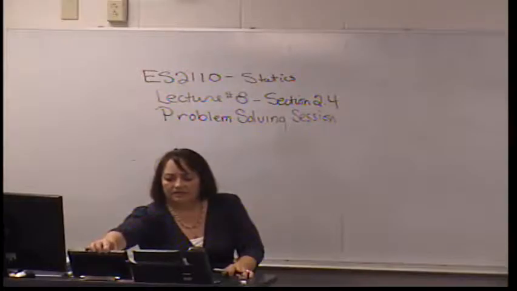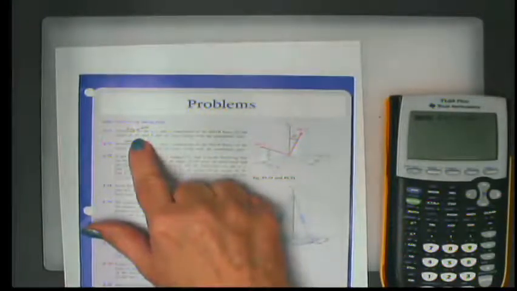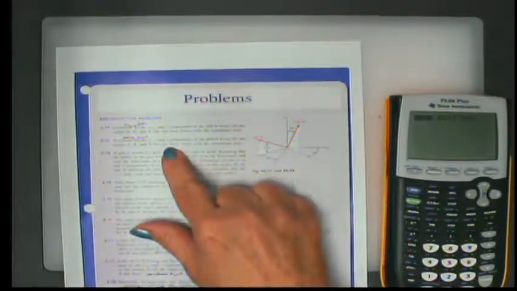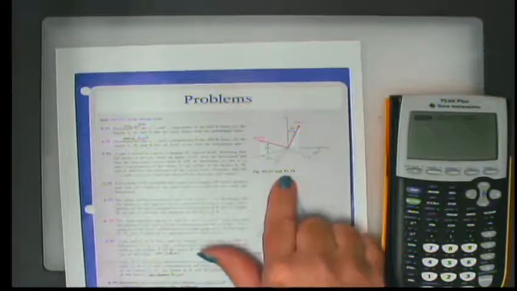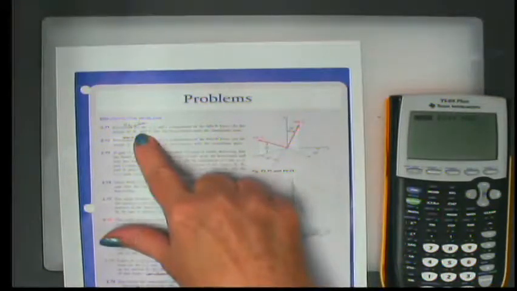All right, so having said that, the first thing I'm going to do is go over here to the document camera, and I'm going to work out some problems from your homework. The first one I would like to work out is problem 2.71, and your homework will be 2.72, which, as you see, uses the same diagram. So these two problems are going to be very, very similar.